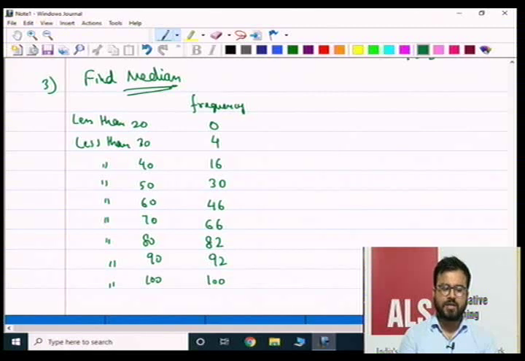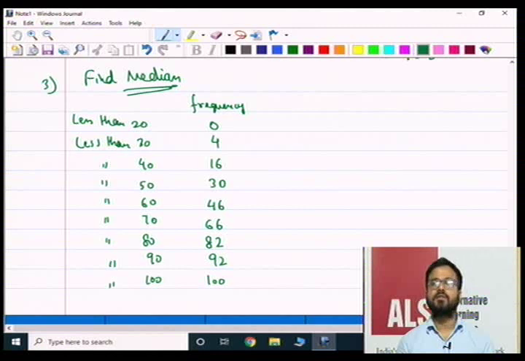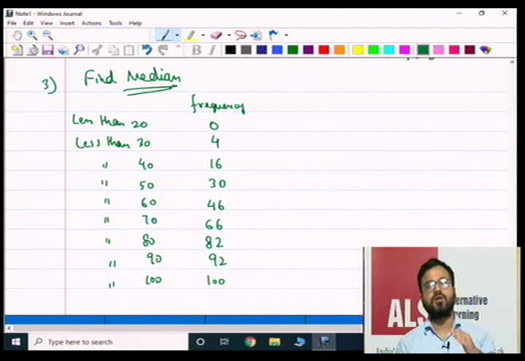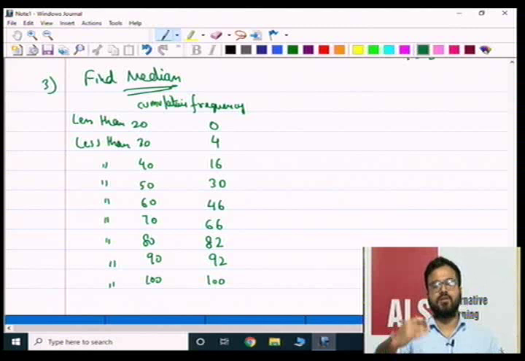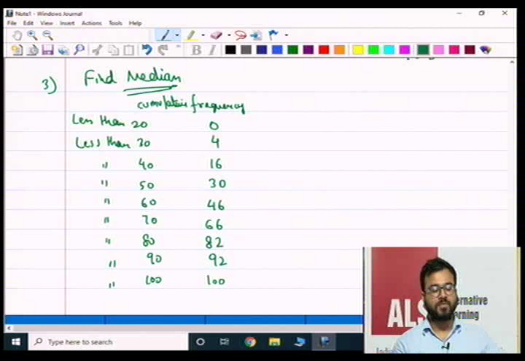If you look closely, the frequency less than 20 is 0, less than 30 is 4, less than 40 is 16. Less than 40 means we are counting all the values from 0 to 40. So this frequency is nothing but the cumulative frequency. It is adding all the successive values. If I say less than 90, it means 92, all the values from 0 to 90.